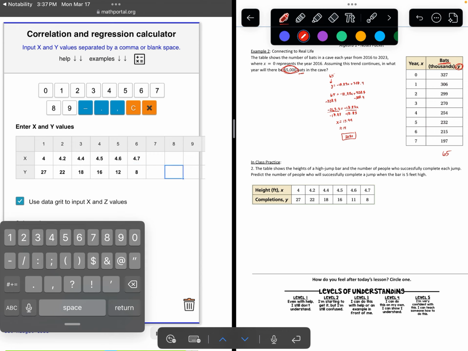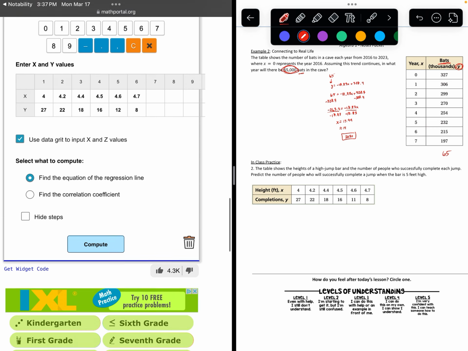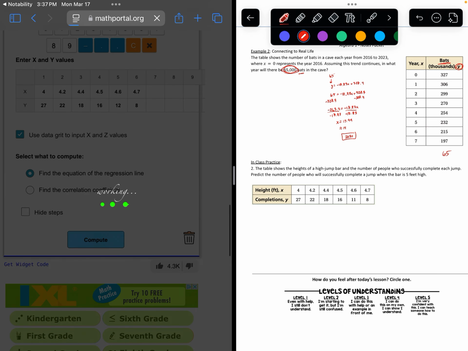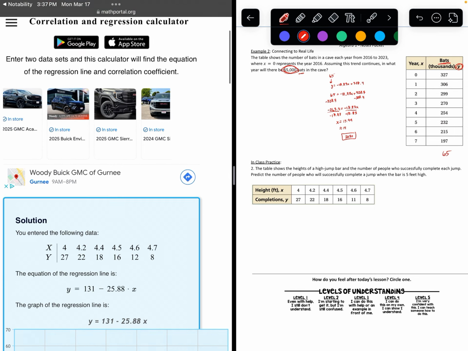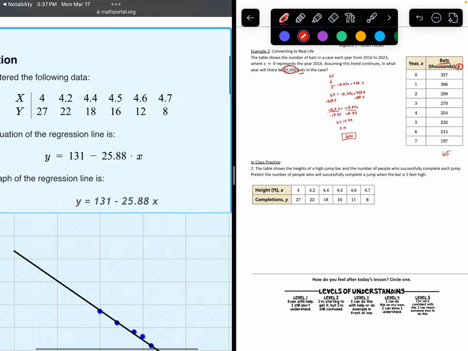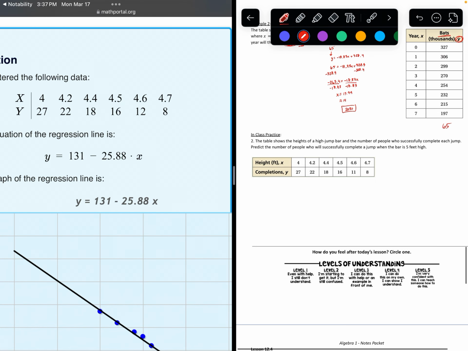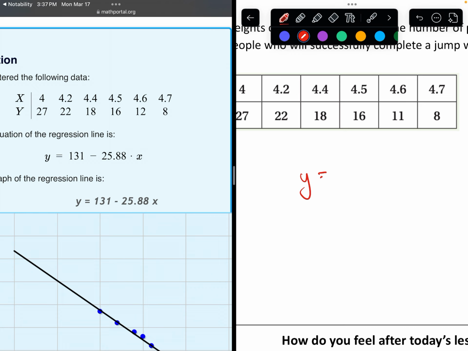Let me read the problem as well. The table shows the heights of a high jump bar and the number of people who successfully complete each jump. Predict the number of people who will successfully complete a jump when the bar is 5 feet high. All right, so let's start with the equation that I'm given. The equation I'm given is y equals negative 25.88x plus 131.